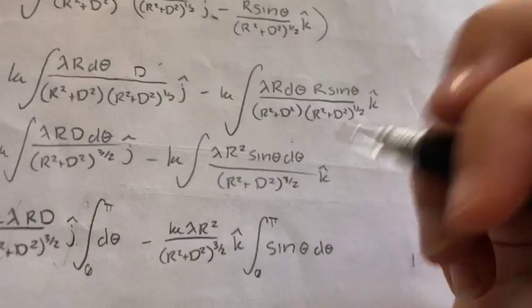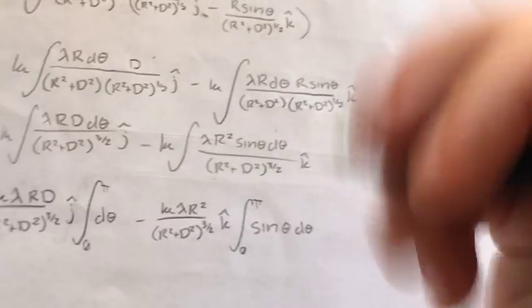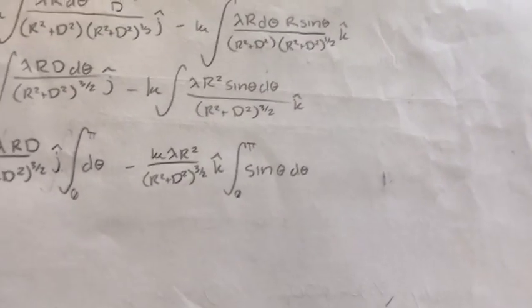And it doesn't really matter how you do this. If you want to do negative pi to 0, it's going to be the same magnitude no matter what.